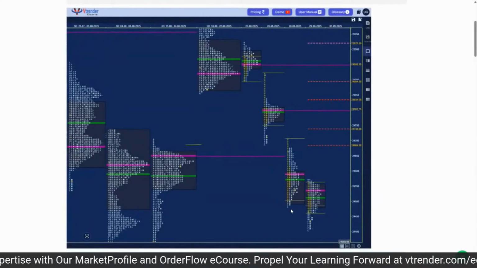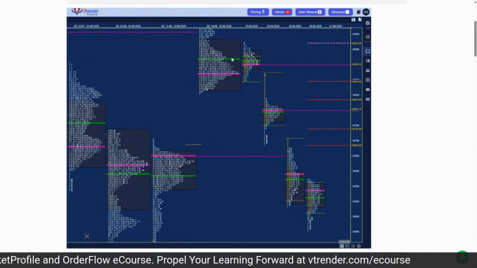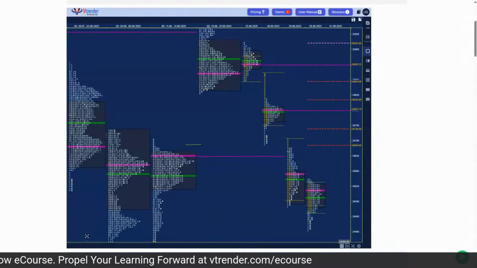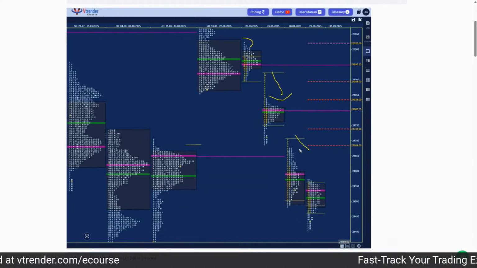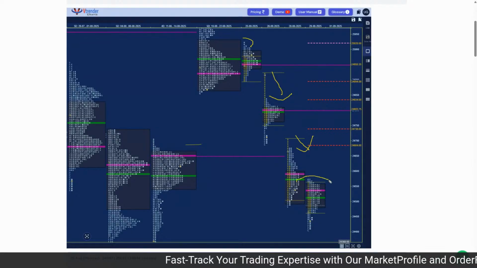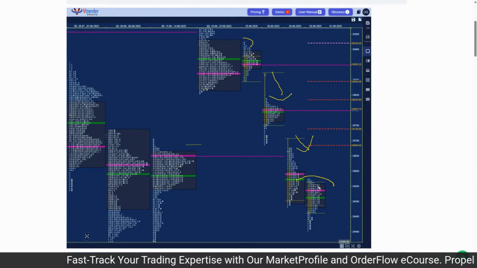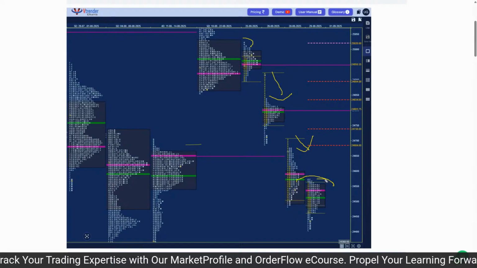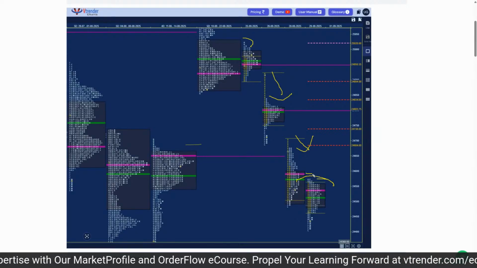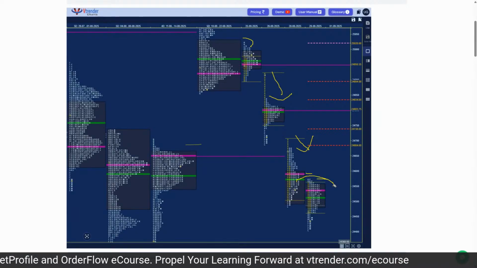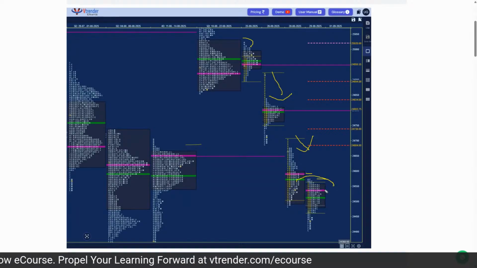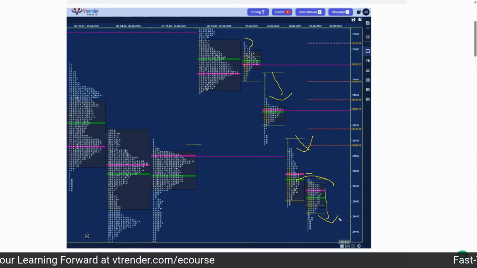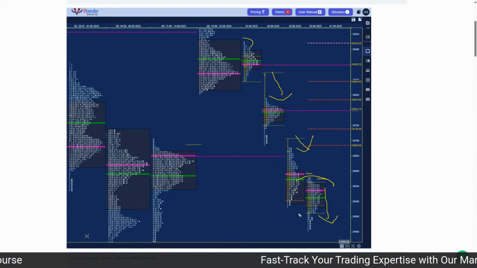Ganesh Chaturthi. But what we did was, you can see how after the rejection on the first day, we left an initiative selling tail. We again left a selling tail on the next day, and then we got a failed range extension, which was telling us we have got a failed auction again. 24590 was this POC, and 24572 was the high we made on Friday, and we went on to probe lower. So this was a failed auction, and we got a neutral extreme close.